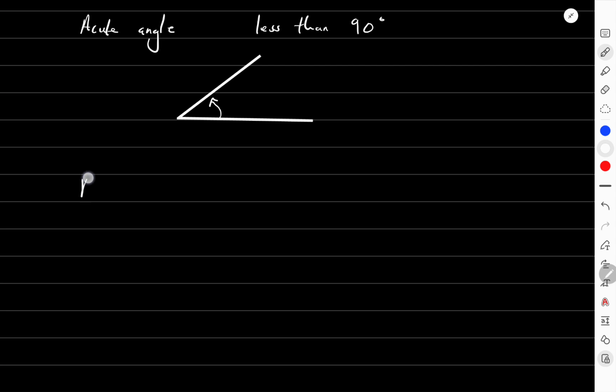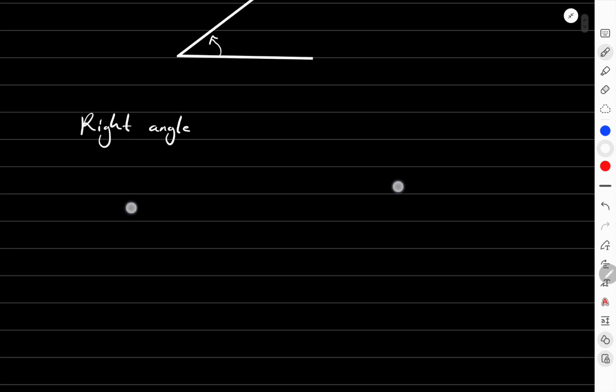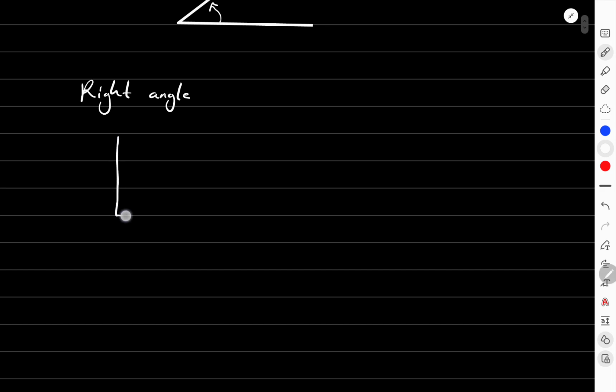Now if I look at the second type of angle, we have an angle which is known as a right angle. A right angle is an angle that is exactly equal to 90 degrees. So that kind of angle is an angle like this, whereby you see a square box written over there. So if you see something like this, we should automatically know that it is exactly 90 degrees. So a right angle is equal to 90 degrees.